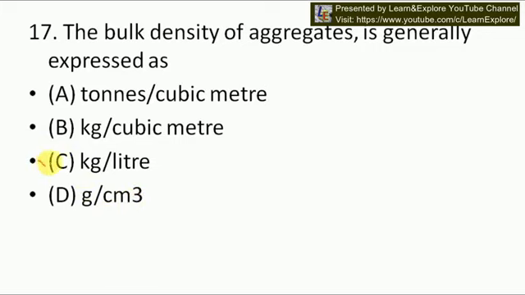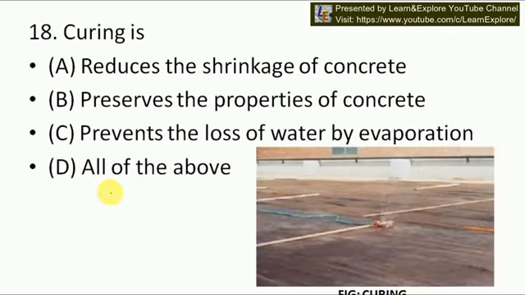kg per liter. Okay, so our next question is, curing is A, reduce the shrinkage of concrete, B, preserves the properties of concrete, C, prevents the loss of water by evaporation, and D, all of the above. So our answer is D. All of the above is done in curing.